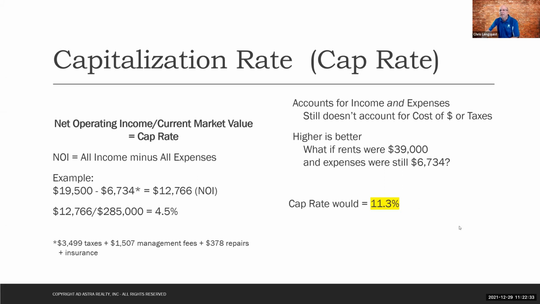Because remember, if rents were 39,000, you'd still have to subtract your 6734, which would be 12.7, which would be a lot higher. And then you divide that by the market value, and that's where I come up with 11.3.